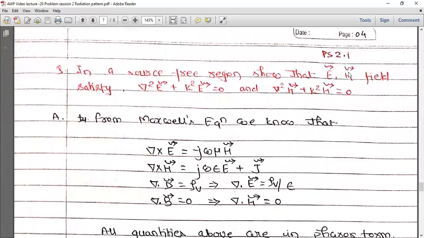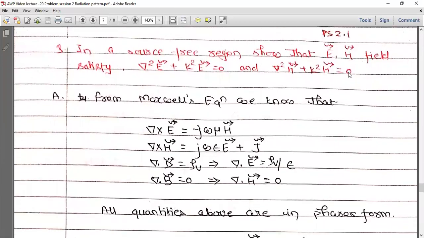Now the next question is a little theoretical, and here we have to prove these equations. Del square E plus k square E is equal to 0, and del square H plus k square H is equal to 0. These equations are known as differential wave equations in 3 dimensions.